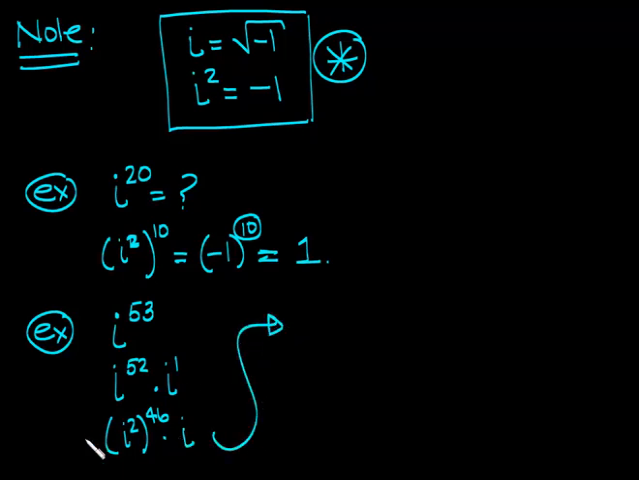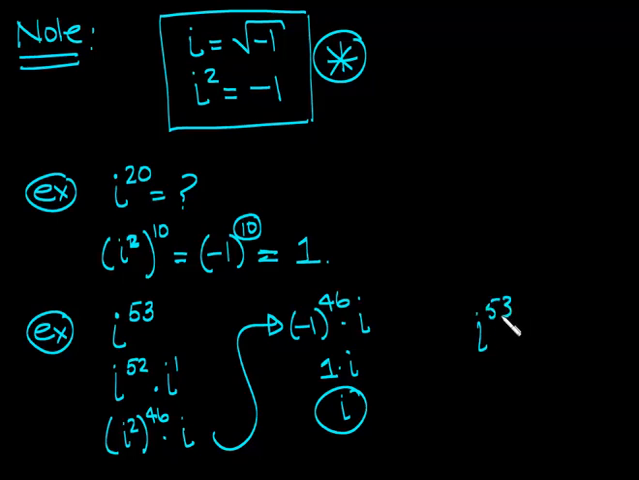I'll do it on the side here. Then i squared is minus 1, as we talked about, raised to 26, times i. A negative number raised to an even power is positive, and 1 raised to any power is just 1. So we just get 1 times i, which is i. So i raised to 53 is just i. As you can see, now we can find a lot of different values of i. You just have to use these ideas.